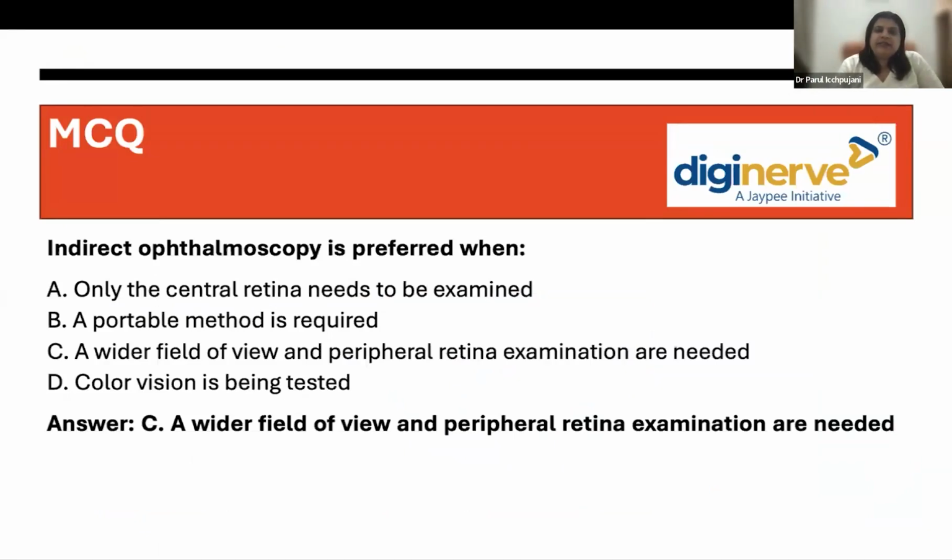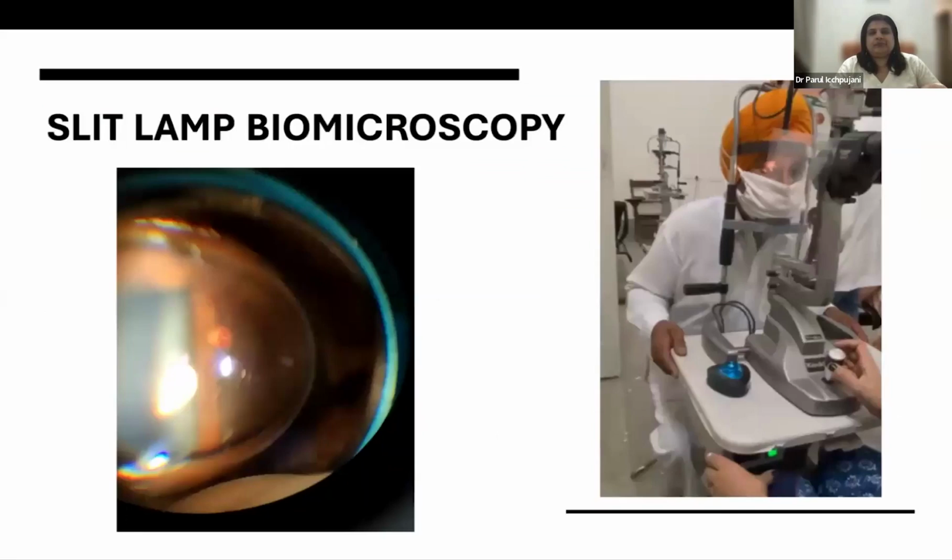So for central retina, doing a slit lamp examination with a 90 diopter lens is good enough. It is portable, but the most important feature of indirect ophthalmoscope is that it is used when we require a wide field of view, when we are looking at the periphery, when we want to look at a peripheral retinal degenerative lesion. Like in high myopes, there can be retinal holes, there can be retinal breaks. So the correct answer is C.